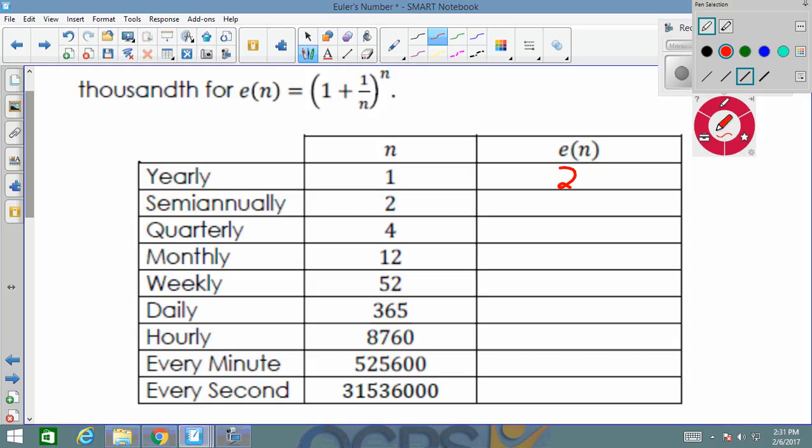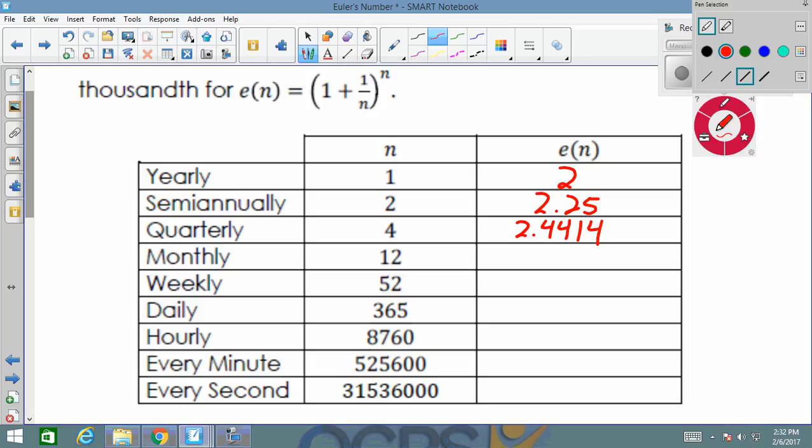So 1 plus 1 half is 1.5, and 1.5 to the second is going to be 2.25. I'm going to do it quarterly. So 1 plus 1/4, which is 0.25. So 1.25 to the 4th power is going to be 2.4414. So we're getting bigger and bigger, but it's starting to slowly slow down.